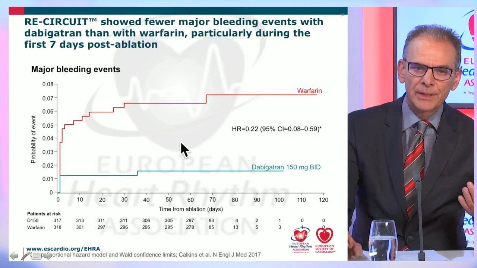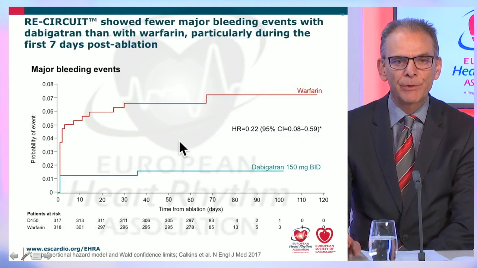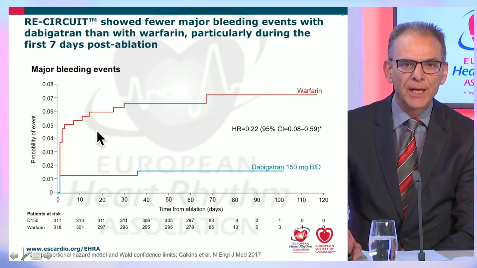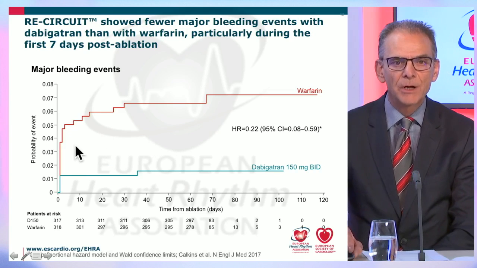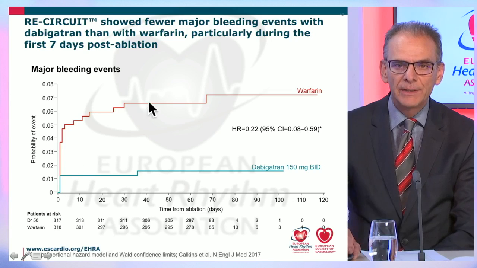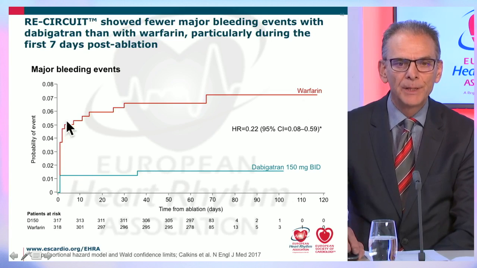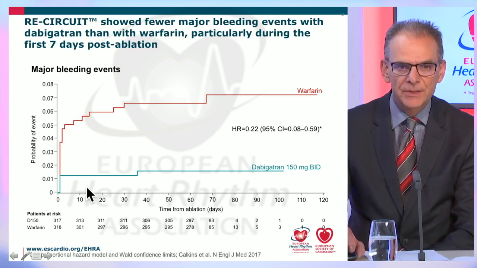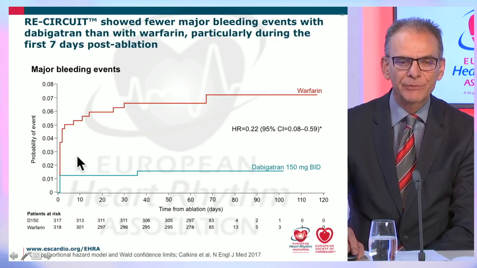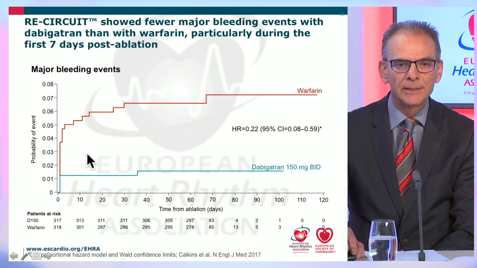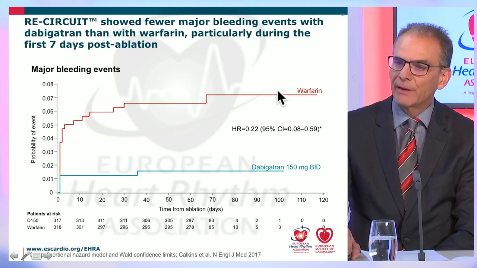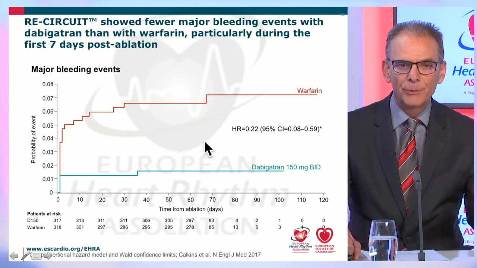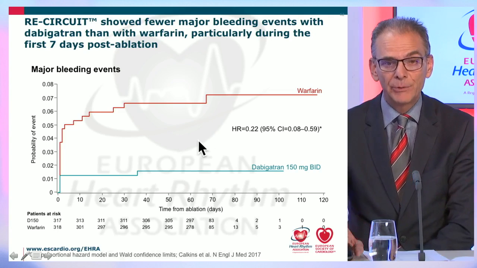As a type of consistency test, we performed a second analysis, this time using Cox proportional hazard modeling, and you can see the accumulating events of major bleeding in the warfarin group and in the dabigatran group. As expected, the majority of these events occurred within the first 7 to 10 days. And you can see the rather dramatic difference of these particularly early major bleeding events if you compare the warfarin group and the dabigatran group here. So very consistent results no matter how you look at the data and how you analyze the data.